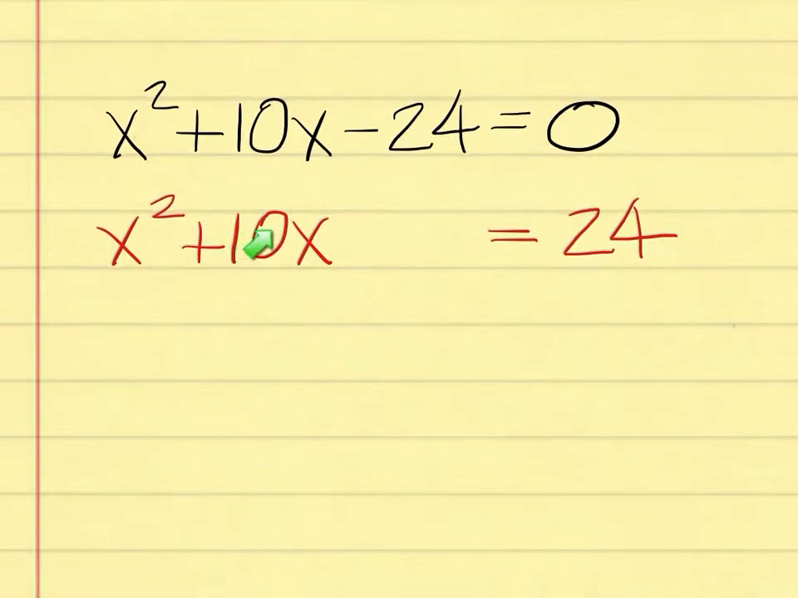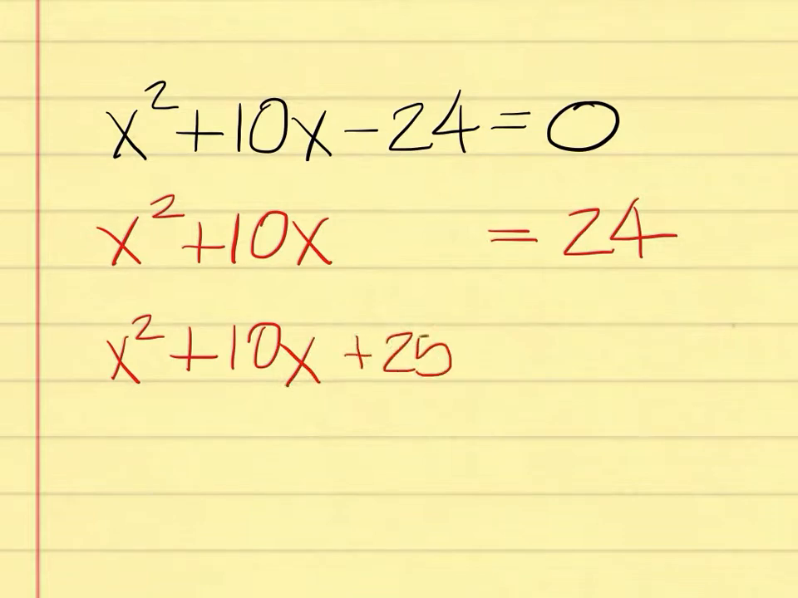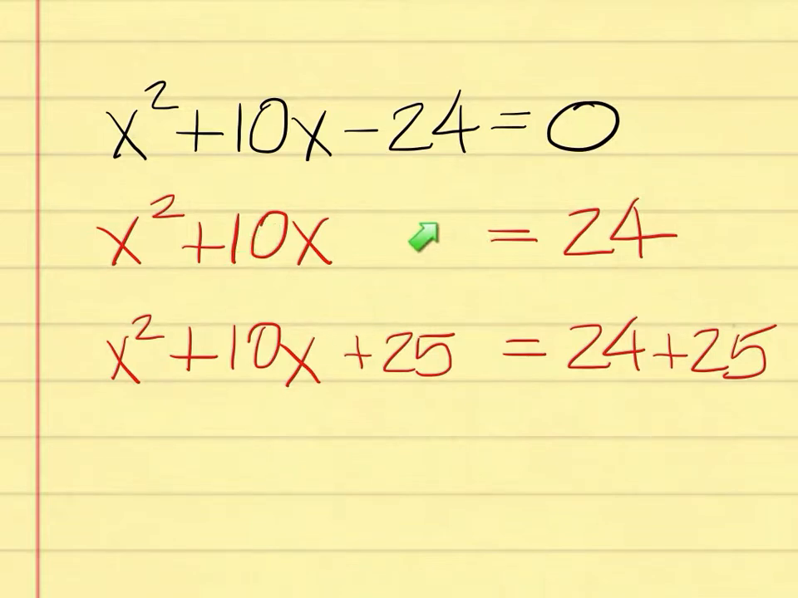What is half of 10? 5. What is 5 squared? 25. So x squared plus 10x plus 25 equals 24 plus 25. What you add to the left, you have to add to the right. We have just created a perfect square. When you find half of the middle term, square it and put it here, you have created a perfect square.